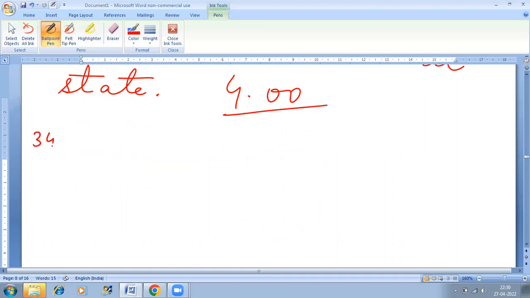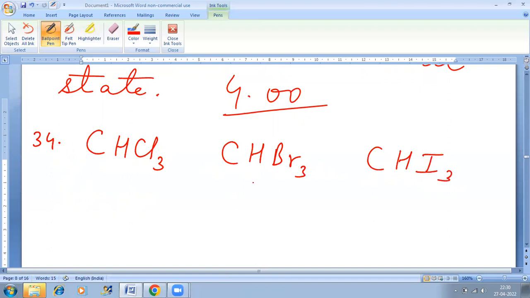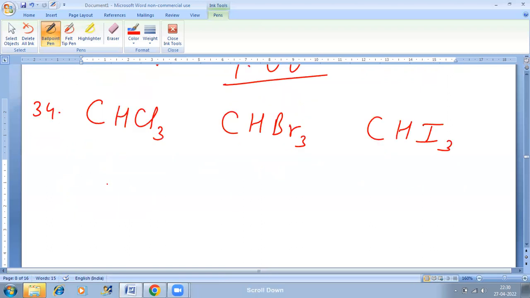Question 34. How many atoms of bromine are present in one molecule of bromoform? Now see CHCl3 is chloroform. So CHBr3 will be bromoform. So in one molecule of bromoform, there are 3 bromine atoms. Correct. So 3 upon 4 is what I've asked for. So 0.75 will be the answer.